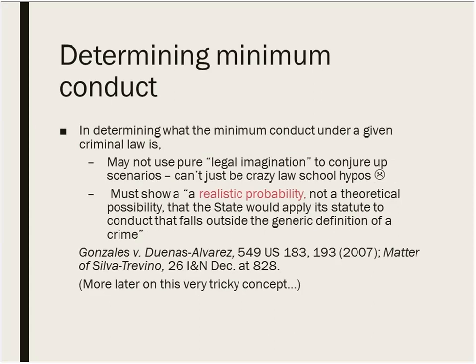When we determine what the minimum conduct is, and Bridget's going to talk more about this, the Supreme Court says that you can't just use your legal imagination, that you are actually supposed to show some kind of conduct that would actually be prosecuted. So I encourage you to go ahead and start with your crazy law school hypos about how you could get convicted under the statute, but then you may need to go a little bit further and go, okay, has that ever happened? Is that actually covered by the elements of the case law?